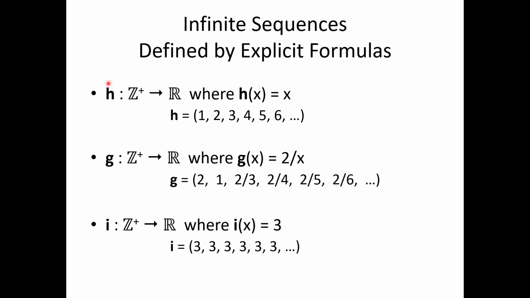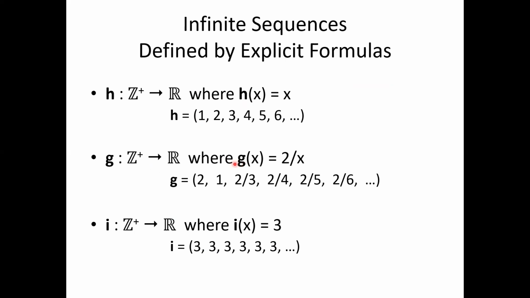So here are some examples of infinite sequences. Let's say sequence H, its domain is Z plus. So the first index is 1. And the function is an identity. So to every index, the value of the sequence at that index is just the index itself. So this is the sequence. It's simply the sequence of positive integers.